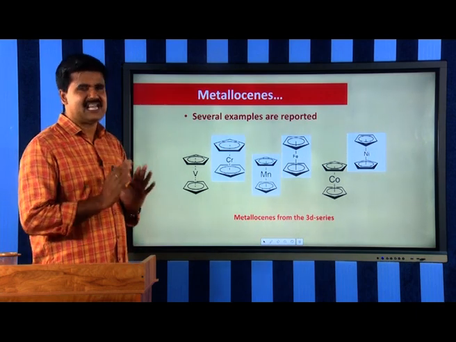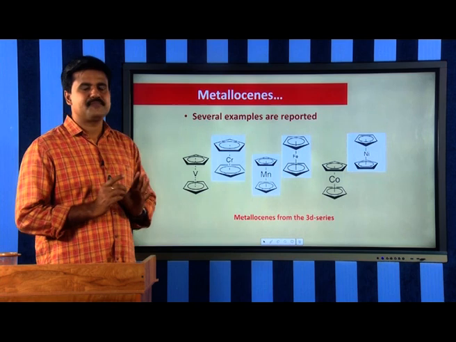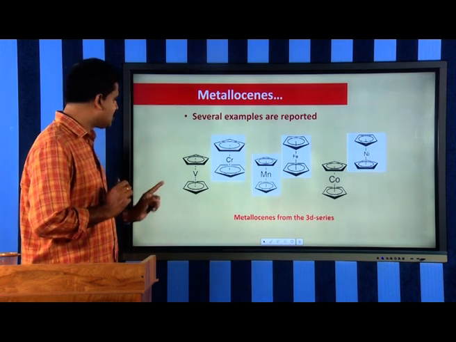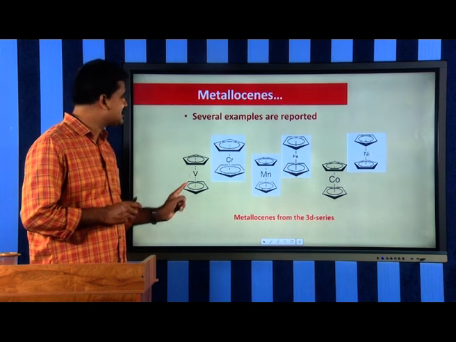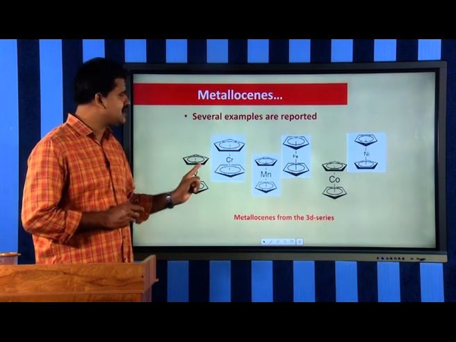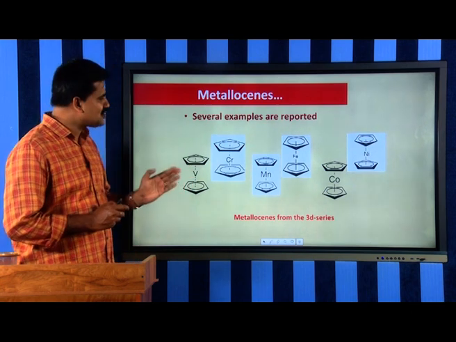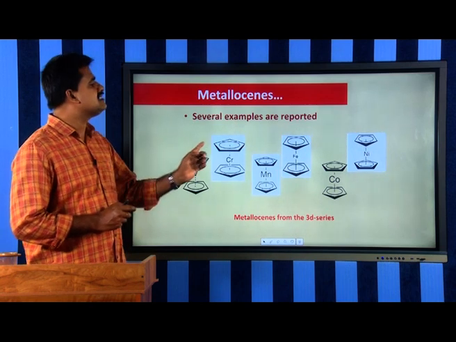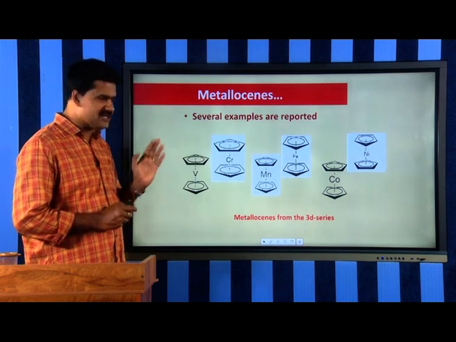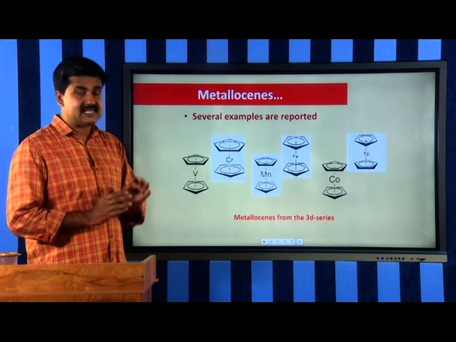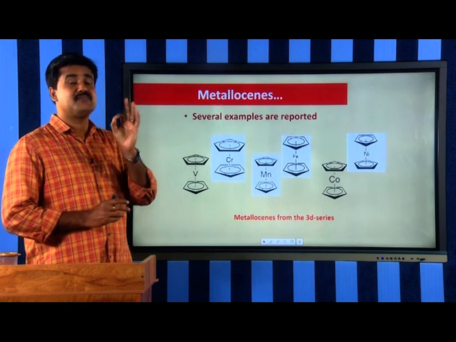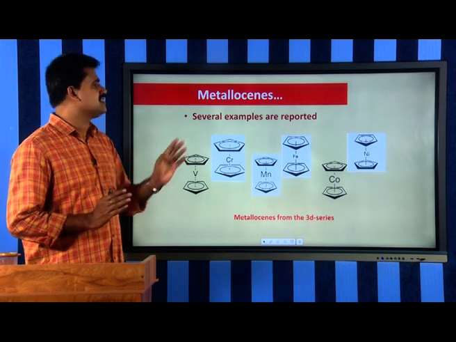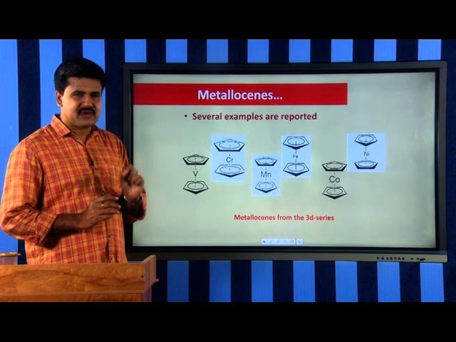Out of those 10 elements, 6 elements form metallocenes, more or less stable metallocenes. They include the first member vanadocene, the second one chromocene, manganocene, ferrocene, cobaltocene, and nickelocene. Among these 6 metallocenes of the 3d series, the most stable and most thoroughly characterized one is the ferrocene molecule, that is (η5-Cp)2Fe.